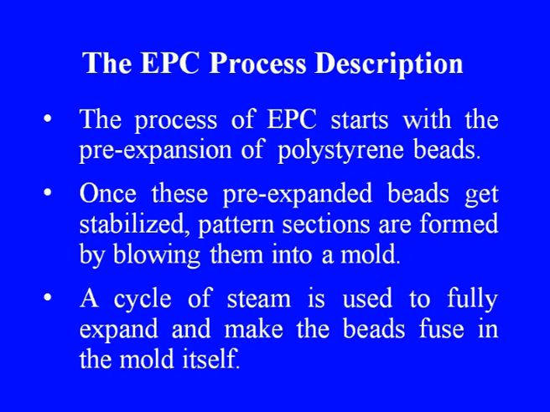Now, let us see the evaporative pattern casting process. The process of evaporative pattern casting starts with the pre-expansion of polystyrene beads. Once these pre-expanded beads get stabilized, pattern sections are formed by blowing them into a mold. A cycle of steam is used to fully expand and make the beads fuse in the mold itself.